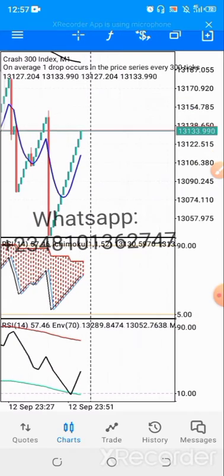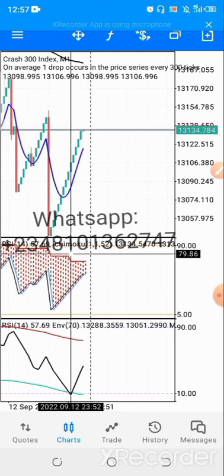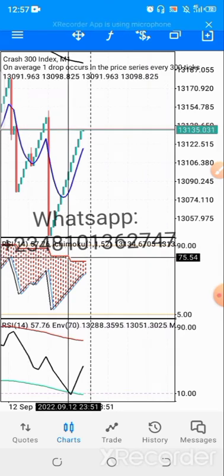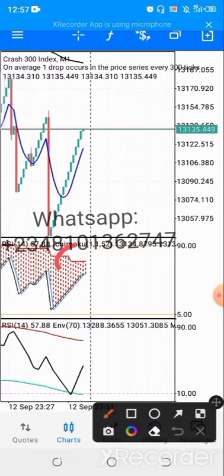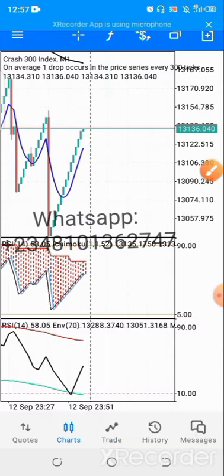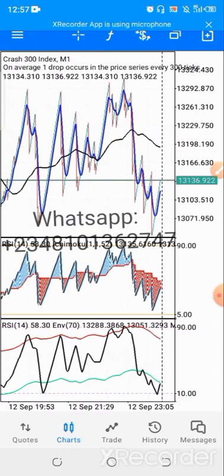Now if you want to catch spikes on Crash, you can also use the same perfect opportunity for Crash 300. Now you can see there was a jump down here. If you notice, Crash is opposite of Boom. There was a jump down there. But if you want to use this on any other market, you must look at the trend so that you will not be a victim.